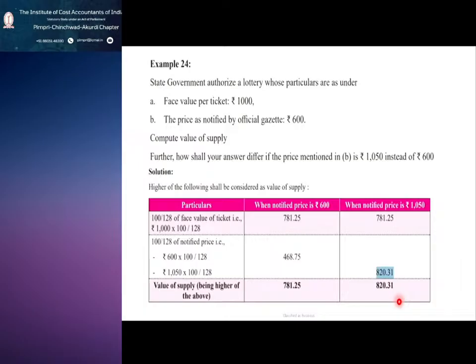A very simple problem. Here you need to calculate 781 or 820. There are two things we need to find: one for 1050, the other for 600, and you need to compare both.